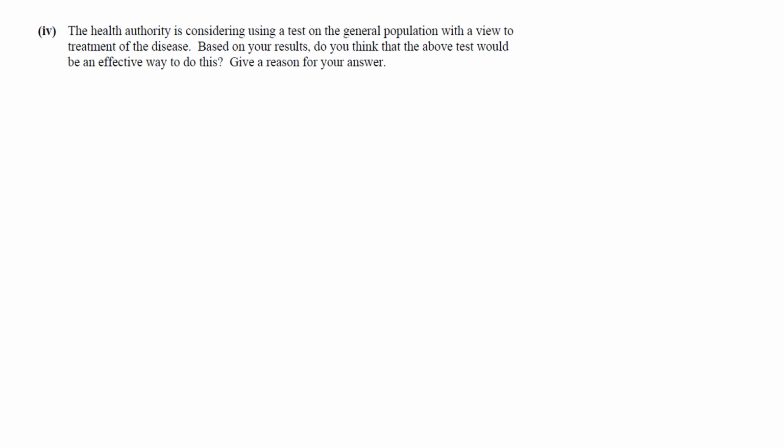The health authorities consider using a test on the general population with the view to treatment of the disease. Based on your results, do you think the test would be an effective way to do so? Give a reason for your answer. So just bear in mind what we've just worked out is if you test positive, there are two options. The first option is that you have the disease, and the second option is you do not have the disease.